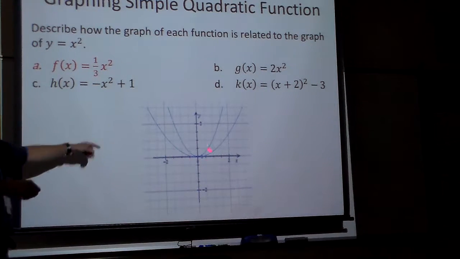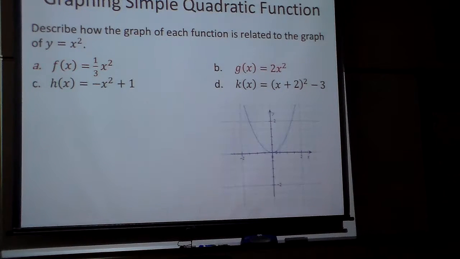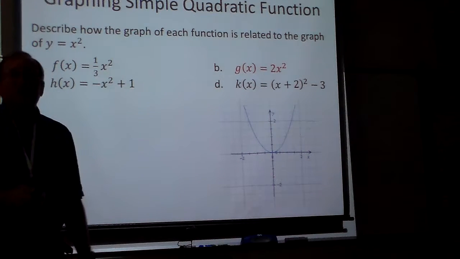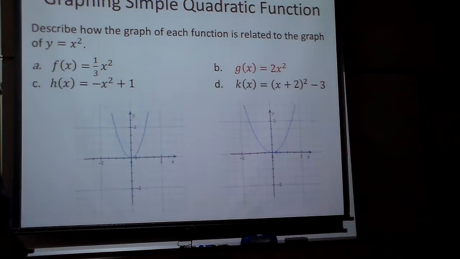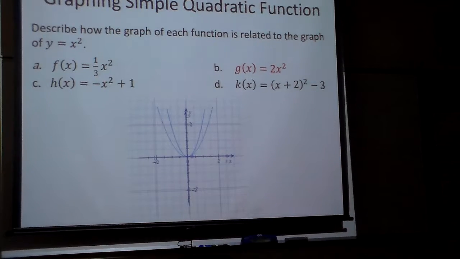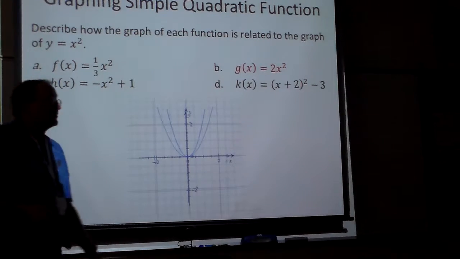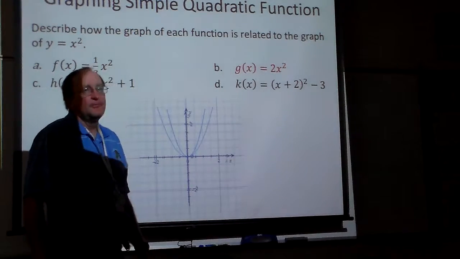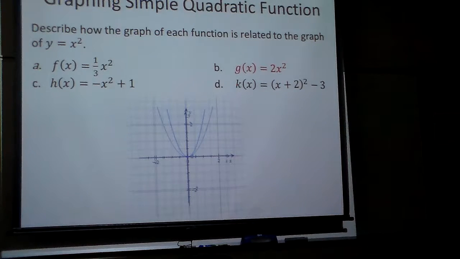You can see how they look a little different. Now, there's the parent graph. Let's look at the B one. What's the 2 going to do to it? It's going to make it real narrow because it's the same graph, but it's going to go up twice as fast. So it's narrower, and that'd be the two graphs stuck together right there. It's a vertical stretch, or I like to say skinny. All right? Skinny.